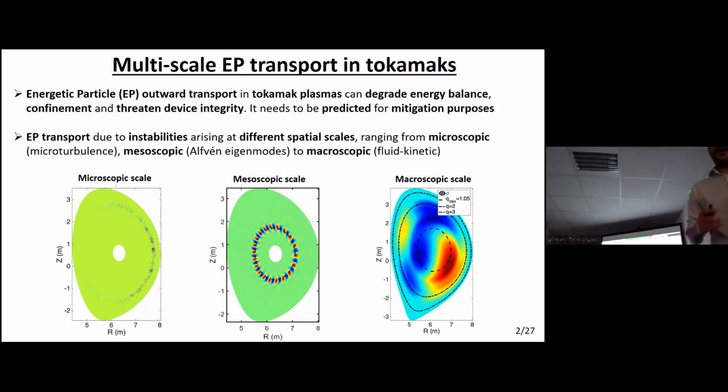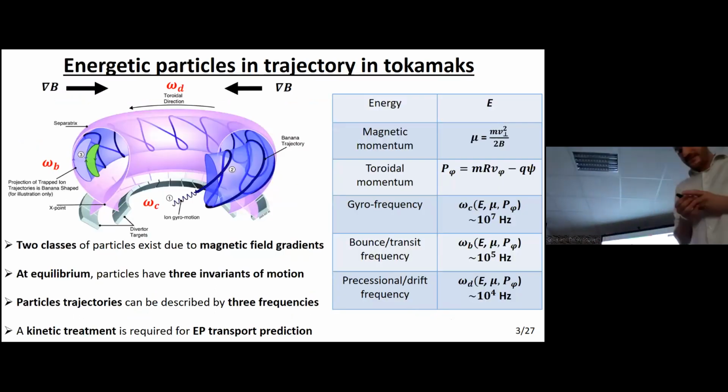Before discussing what kind of formalism we use to do such a prediction, I first need to give a few words on how fast particles behave in tokamaks and what their trajectories are. This is a typical trajectory of a trapped particle in tokamaks. In tokamaks, we have two types of particles, trapped and passing, which is due to the presence of a finite gradient of the B field from outside the torus to inside. When the parallel velocity of the particles is not high enough, they get trapped in this banana-like shape here, and otherwise they are passing, meaning that they go through the toroidal direction without any constraint.